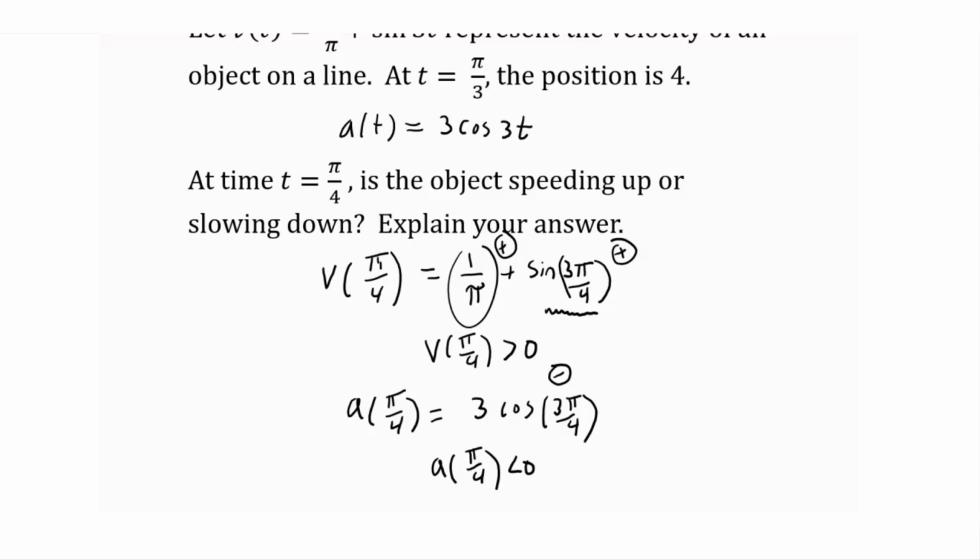To explain your answer, we would say the object is slowing down. We just have to justify because v of t is greater than 0 and a of t is less than 0. Okay, all right, let's try the last part.